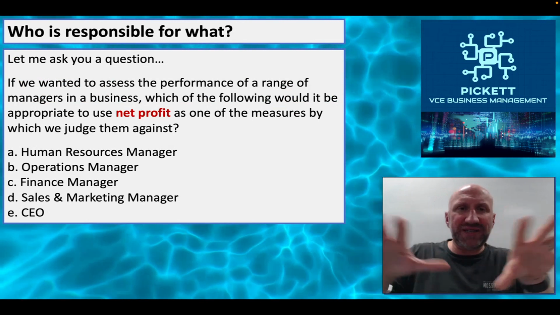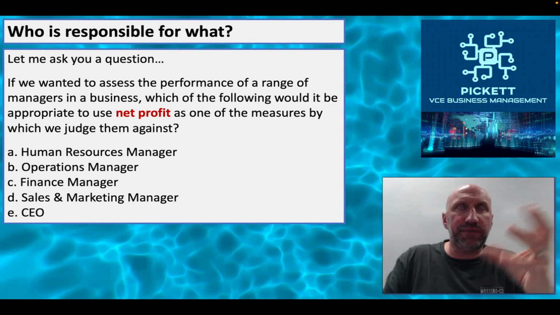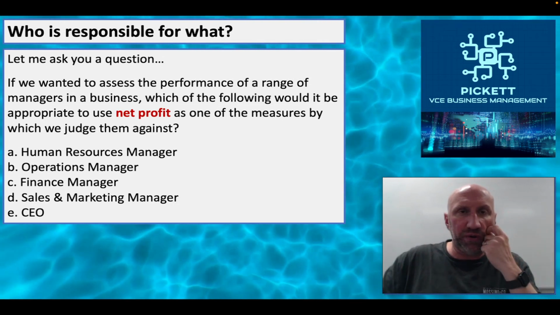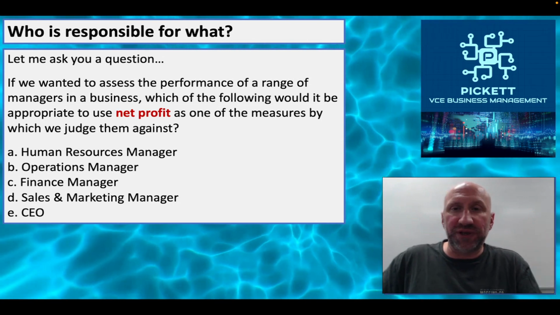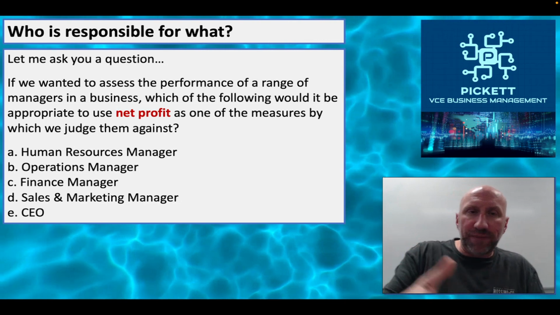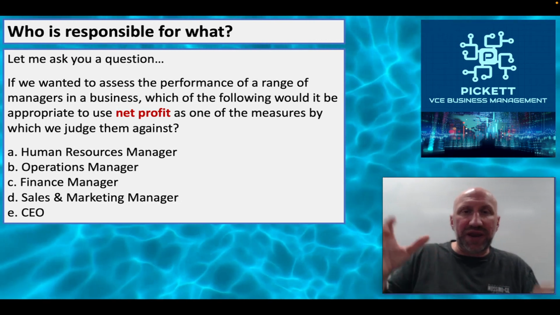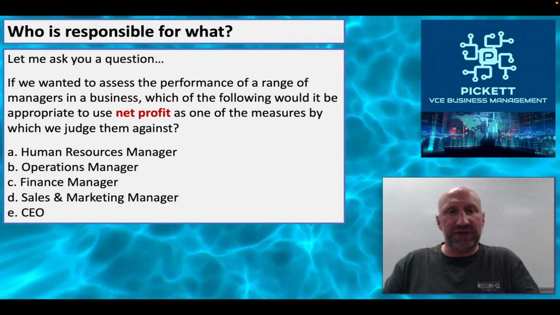Now, can I add something else in here? Who is responsible for what? Okay, this is an important thing to get a head around as well. So I'll ask you a question, right? If we wanted to assess the performance of a range of managers in a business, which of the following managers could we use net profit as one of the measures by which we judge their performance?